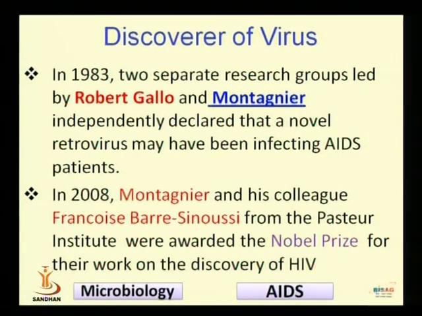And in 2008, Montagnier and his colleague Francoise Barre-Sinoussi from the Institute Pasteur were awarded the Nobel Prize for their work on the discovery of HIV, human immunodeficiency virus.